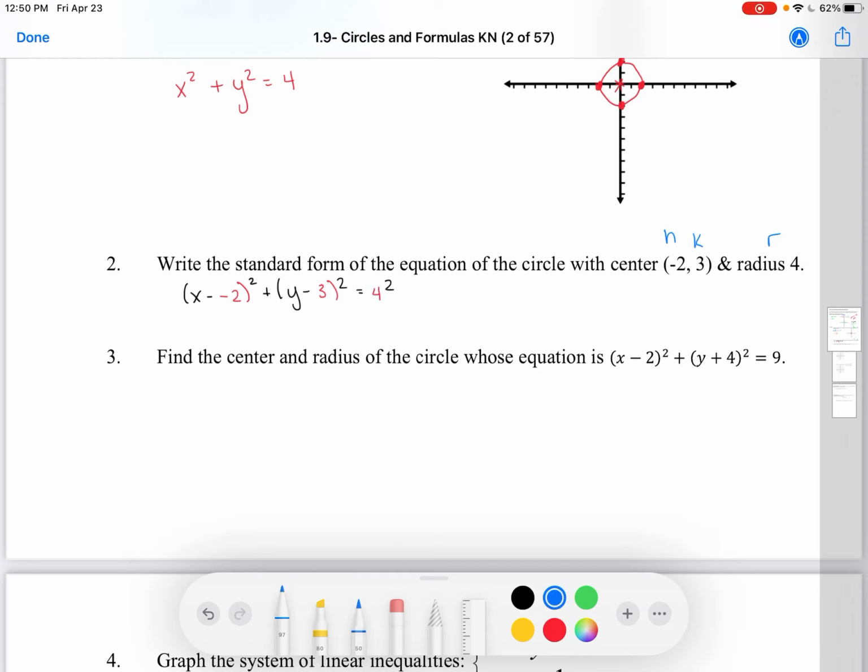And when I clean this up, you'll notice there are 2 negatives in with that x, so that is now going to change it into x plus 2 squared plus y minus 3 squared equals 16. And that will be my standard form.